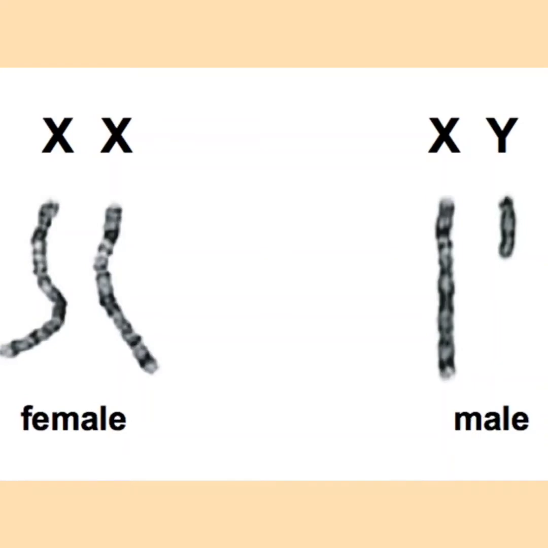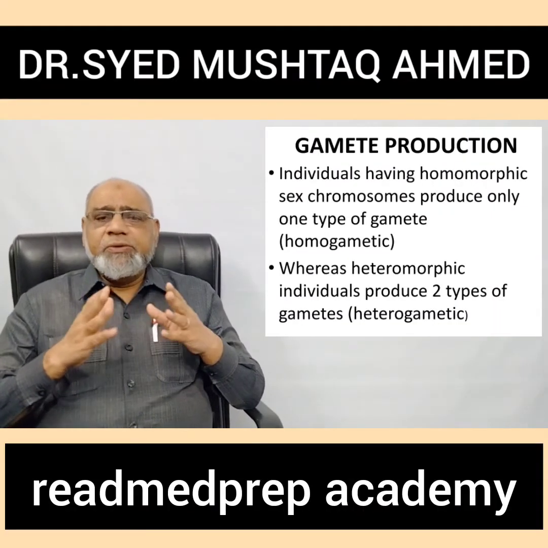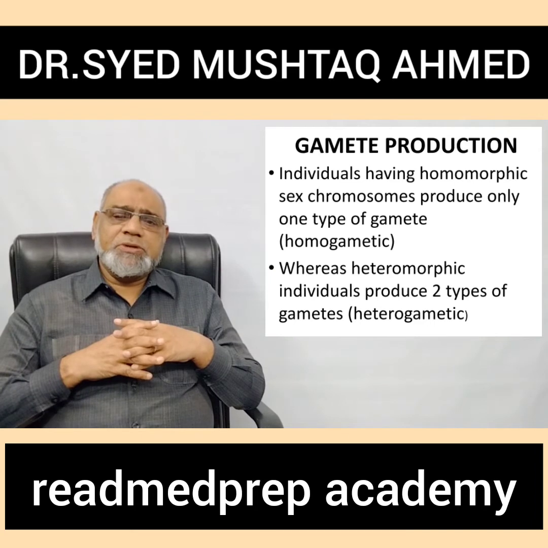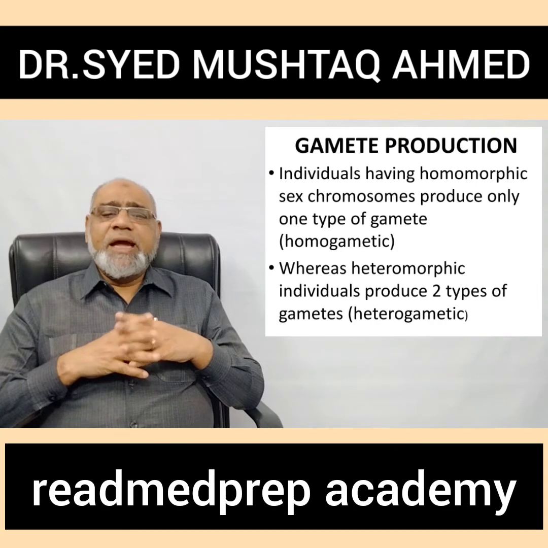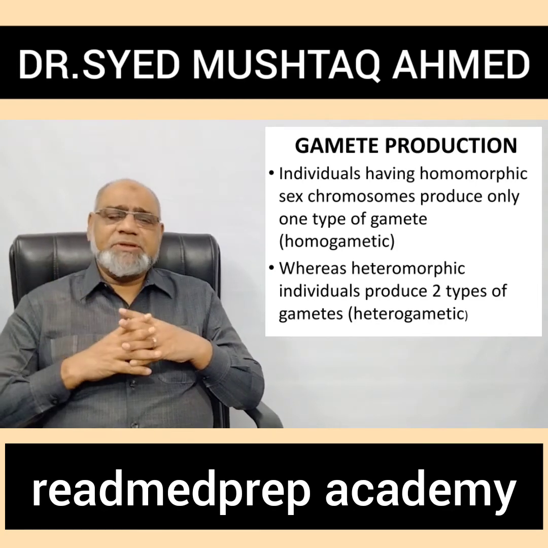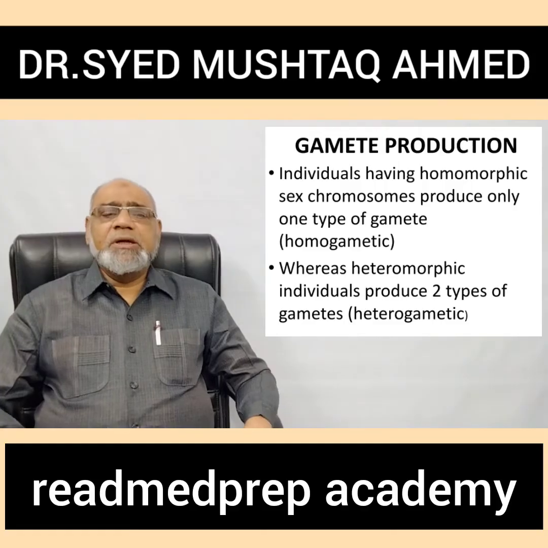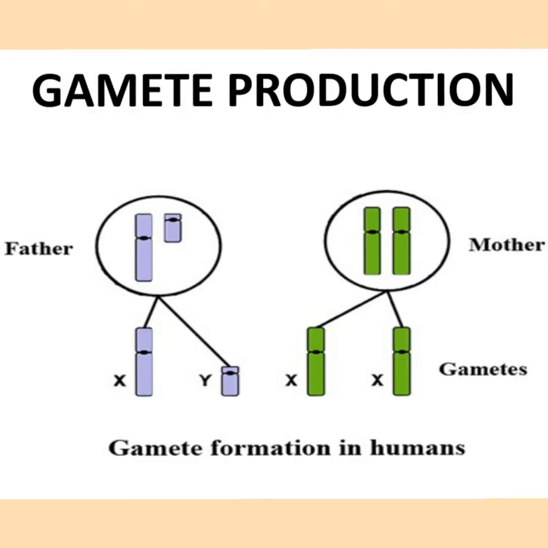chromosome in a male. Now coming to the gamete production, individuals having homomorphic sex chromosomes produce only one type of gametes. They are called homogametic, whereas heteromorphic individuals produce two types of gametes, otherwise called heterogametic. See here that the father has an X and a Y chromosome, produces sperms, one type having X chromosome, the other type having Y chromosome. The mother, which has two X chromosomes, produces ova containing only X chromosomes. Hence, the males are heterogametic and the females are homogametic.